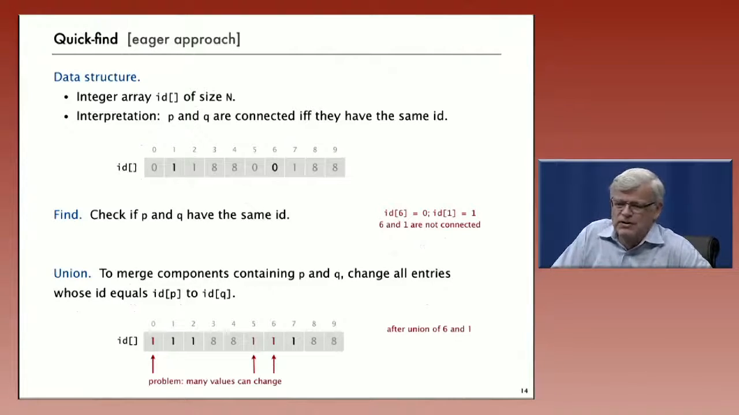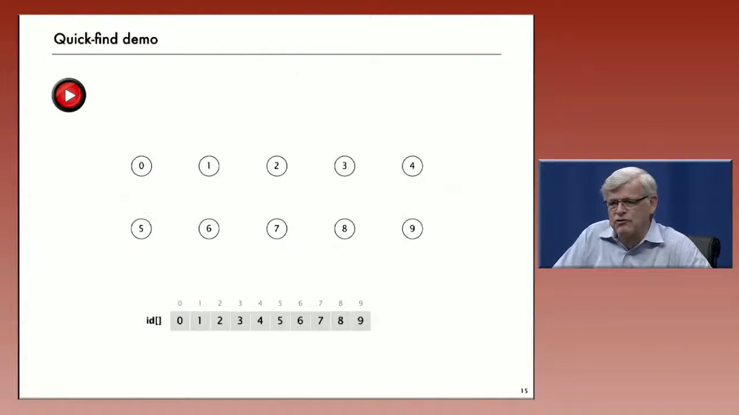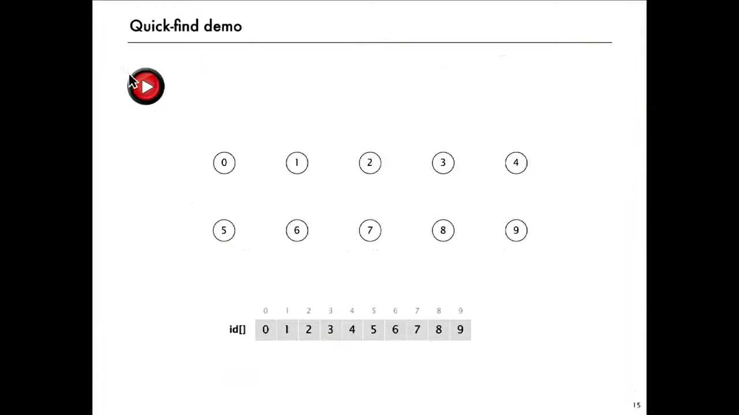And this is, as we'll see, a bit of a problem when we have a huge number of objects because there's a lot of values that can change. But still, it's easy to implement, so that'll be our starting point. So we'll start with a demo of how this works. Initially, we set up the ID array with each entry equal to its index. And all that says is that all the objects are independent, they're in their own connected component.